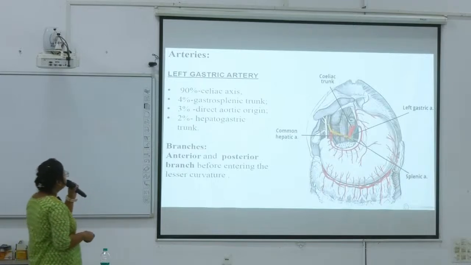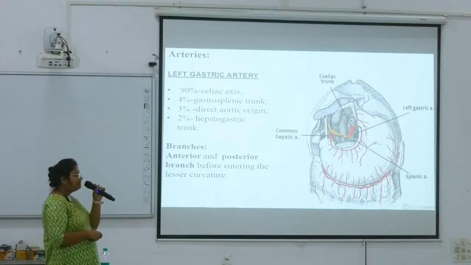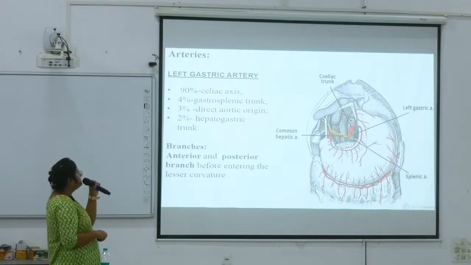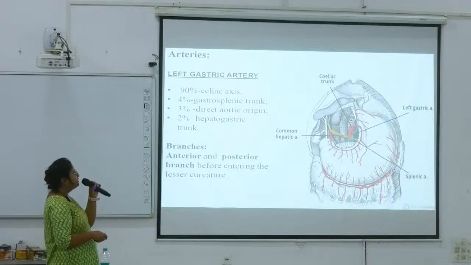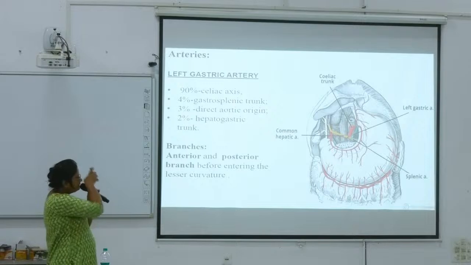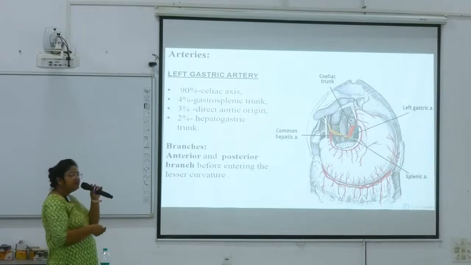Branches: it divides into anterior and posterior branches before entering the lesser curvature. So here it gives anterior and posterior branches to the stomach, supplying the anterior and posterior surfaces of the stomach.